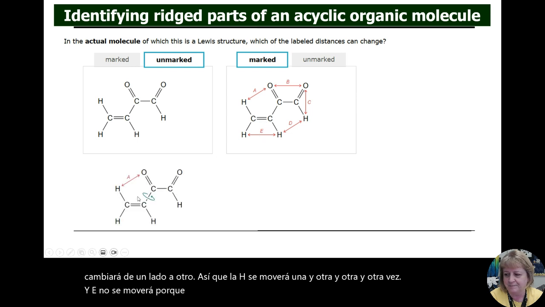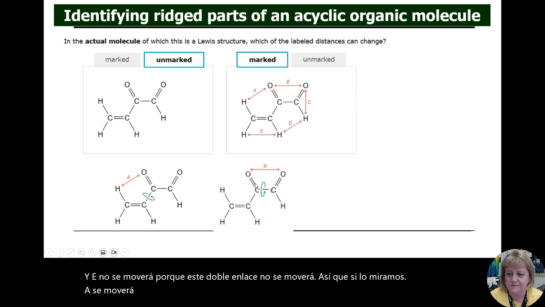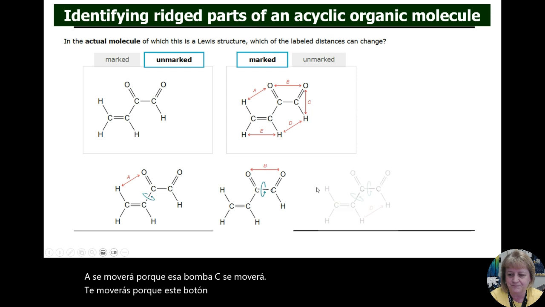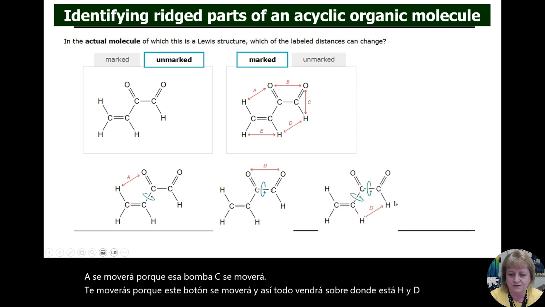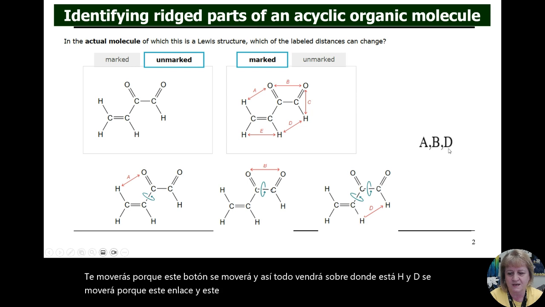So if we look at it, A will move because that C bond will move. B will move because this bond will move, and so O will come over where H is. And D will move because this bond and this bond will shift. So here we have A, B, and D that will move.